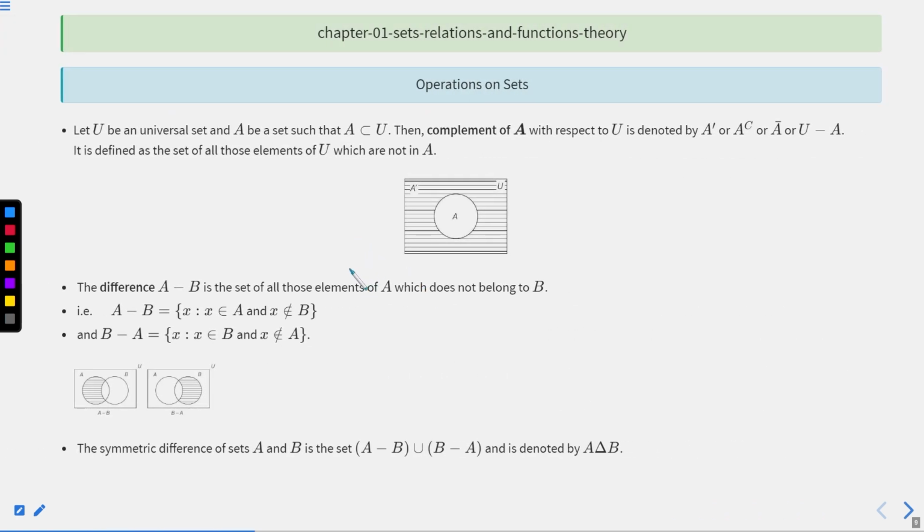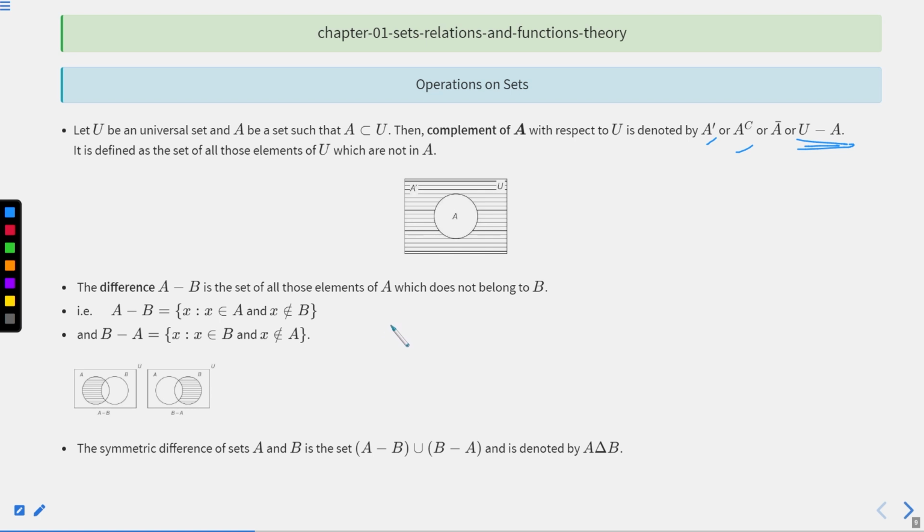Next, let's come to operations on sets. Let U be a universal set and A be a set such that A is a subset of U. Then all the elements other than those in A are called the complement of A. The complement of A with respect to U is denoted by A dash, A complement, A bar, or U minus A. So the complement can be denoted by these four things. It is defined as the set of all those elements of U which are not in A.